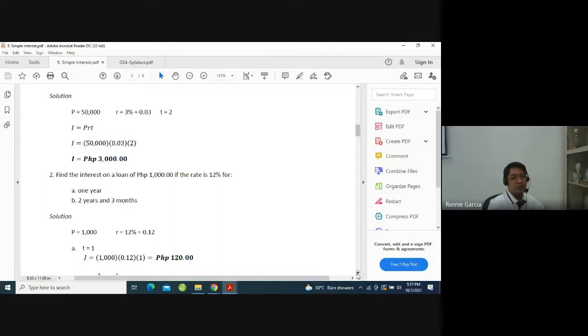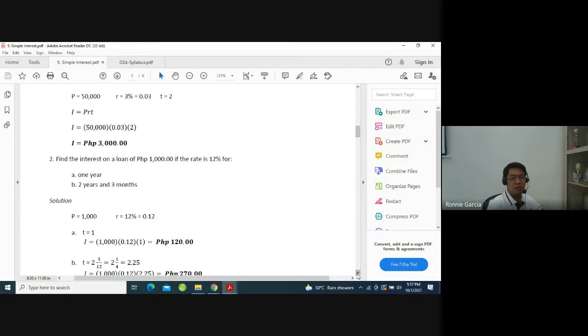It is still the same. The principal is 1,000. The rate is 12%. But this time, the time is 2 years and 3 months. The problem now is what to do with the extra 3 months beyond 2 years. This will be expressed right now as a fraction or as a decimal.